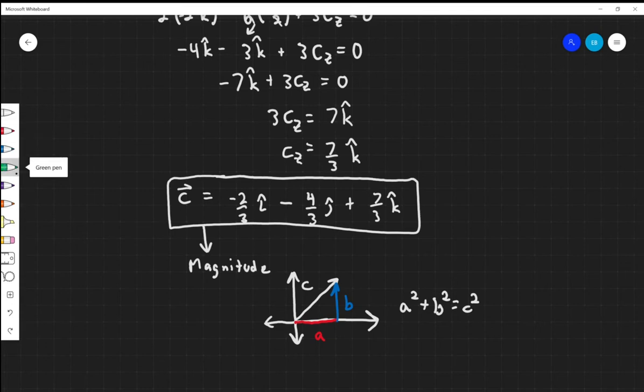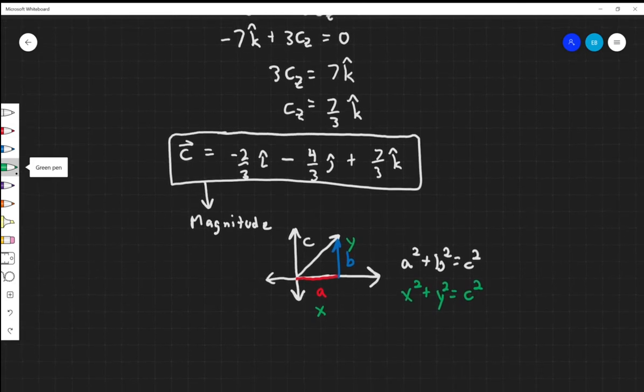We can look at this another way. This is the x direction. This is the y direction. So this is basically x squared plus y squared equals c squared. So to find the magnitude of this vector, to find how big this c vector was, I took the x piece squared plus the y piece squared and took the square root to get how large it was. So I'm doing the same thing here. This is called adding in quadrature. It is just doing the Pythagorean theorem.